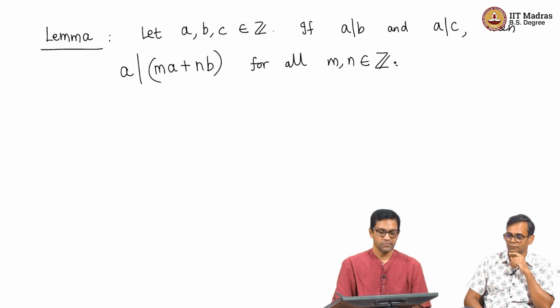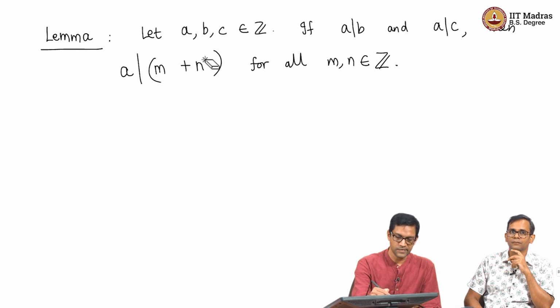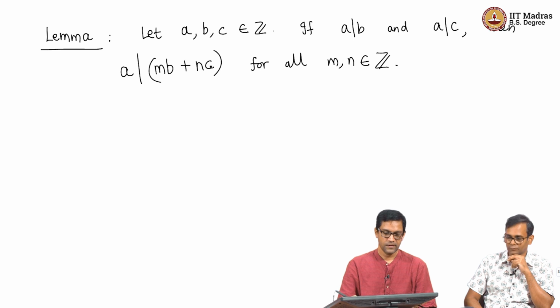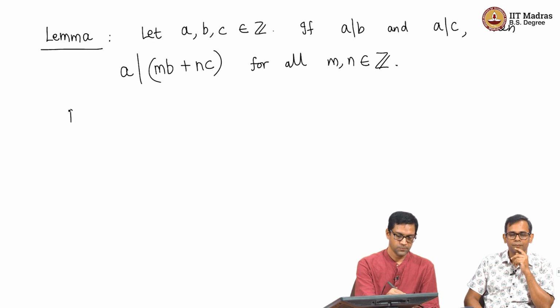Okay, so what this statement says is pick any integer m and n, then construct the number m times A plus n times B, then m times B plus n times C, then A will also divide that number. Okay, so let's prove this.